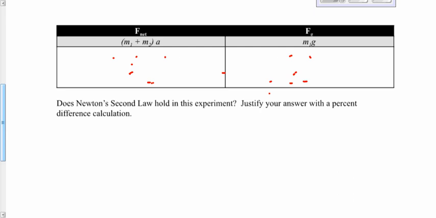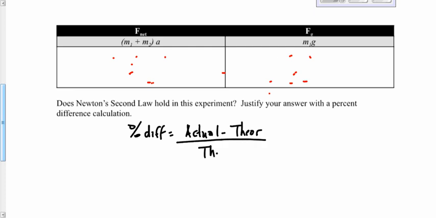Have you guys done a percent difference calculation in chemistry or in Science 10? There's various ways of stating that, but they all boil down to the same basic way. Just might look a little bit different. Your percent difference is your actual minus your theoretical over your theoretical times 100. Have you guys seen that before? Yes? Actual minus theoretical over theoretical times 100.